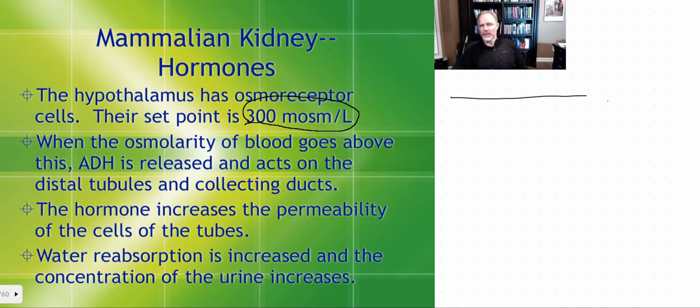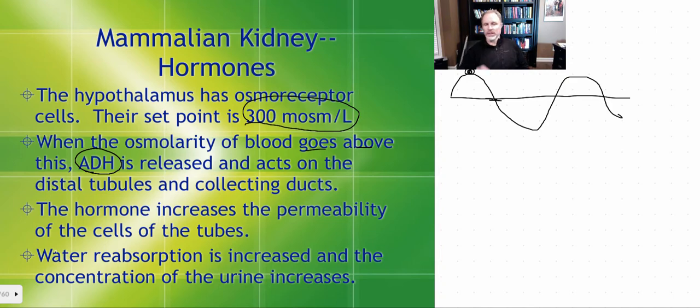We discussed in the last section the idea of moving up and down and oscillating about this set point here. You can see that if the concentration of the blood gets too high, we've got to start reabsorbing water to try to bring it back down towards this set point. So when the osmolarity goes above that set point, we're going to release this antidiuretic hormone. And what this is going to do is act on those distal tubules as well as the collecting ducts to assist in the reabsorption of more water.